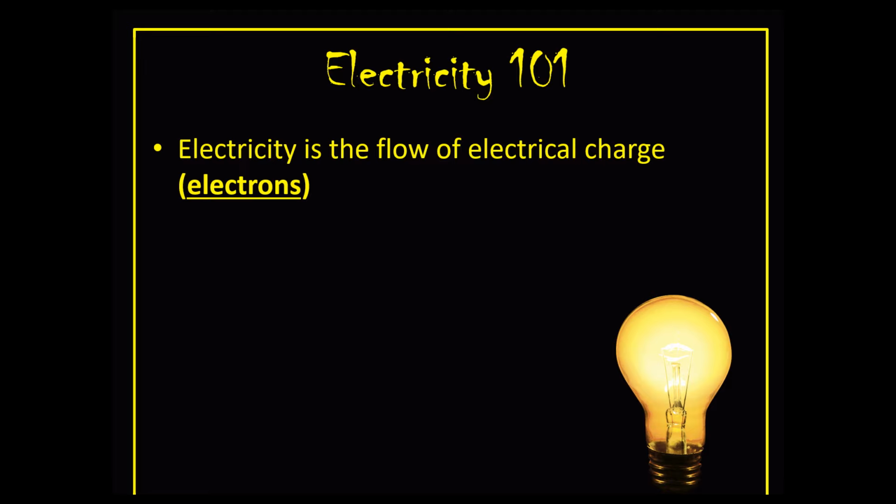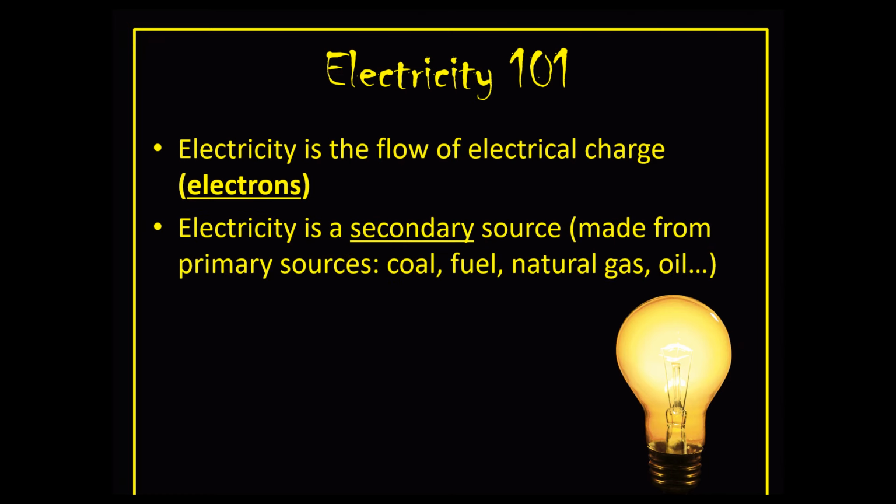All matter is made up of atoms, and these atoms consist of 3 particles. So you can have negatively charged electrons, which is what we're focusing on today, and then positively charged protons, and then neutral neutrons. And what happens is when the electrons in an atom start to move, we have what's called electricity. Another thing to note about electricity is that it's a secondary source, which means it comes from primary sources such as coal or fuel, natural gas, oil.